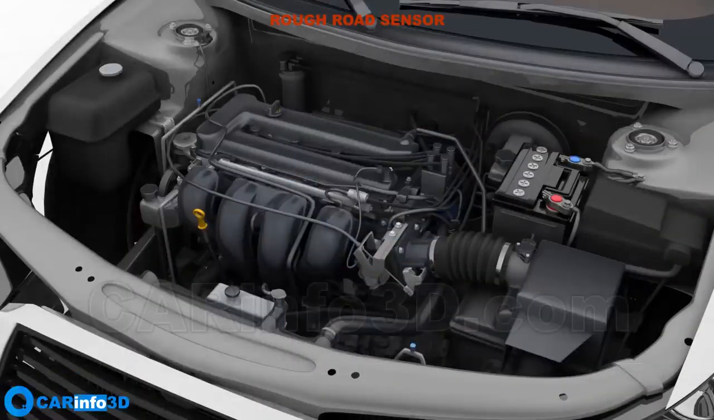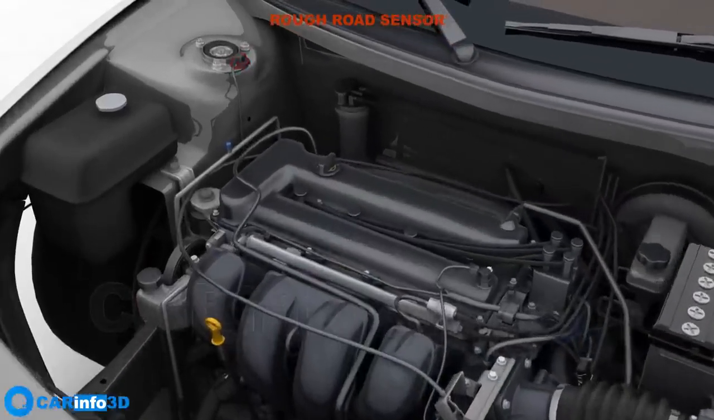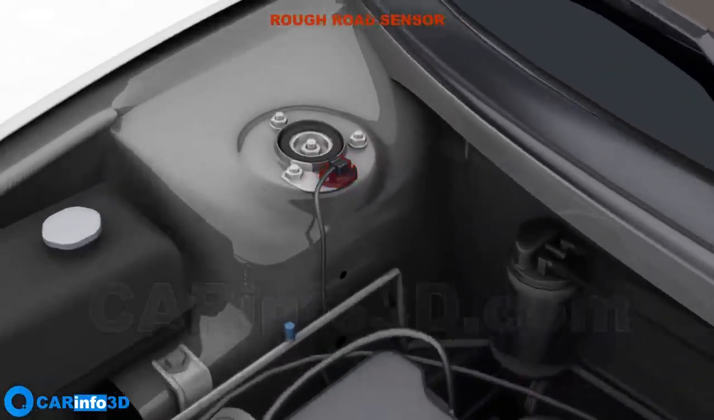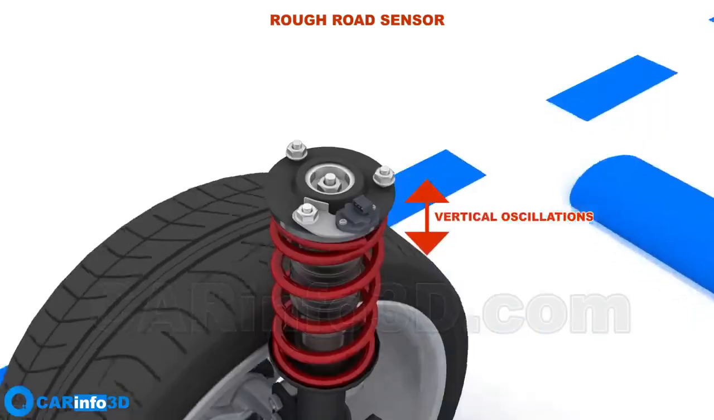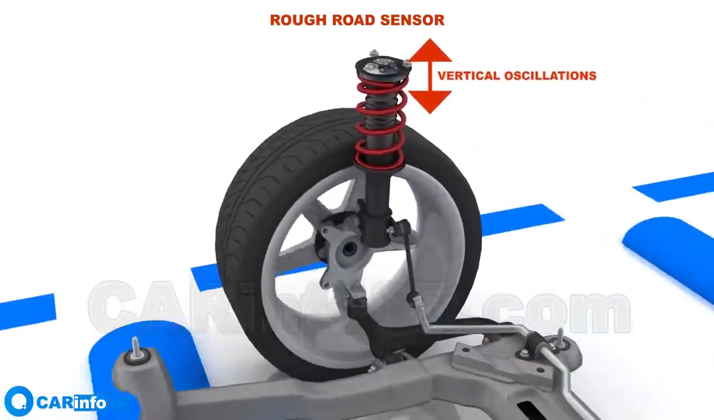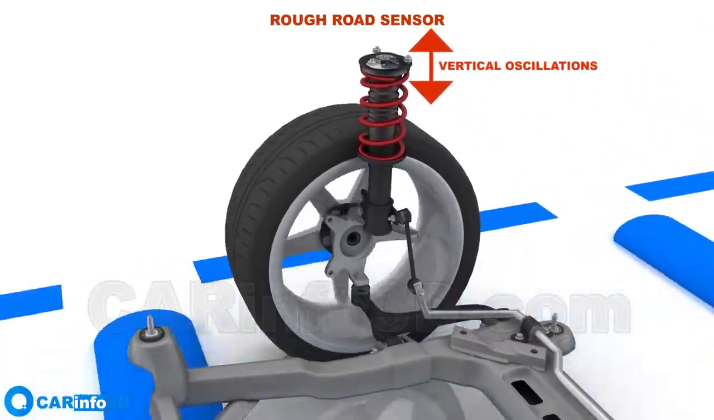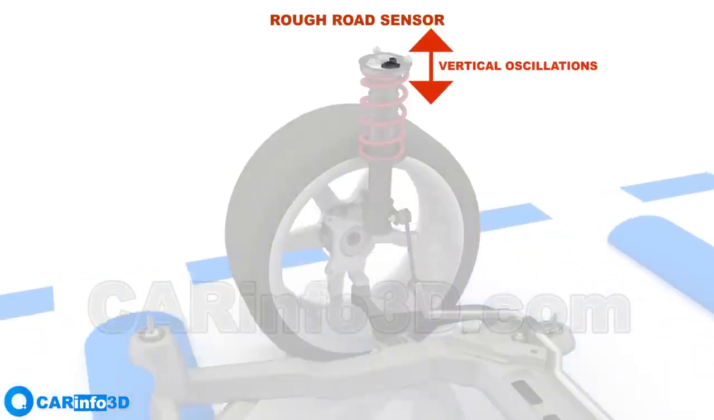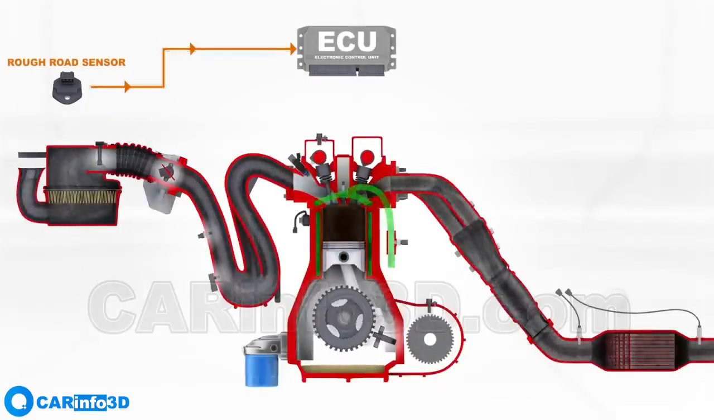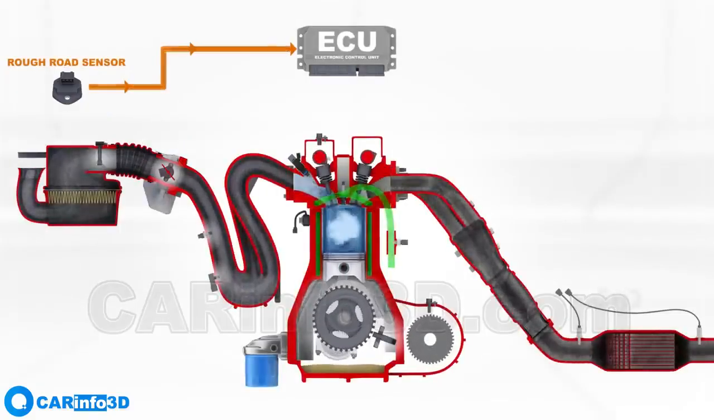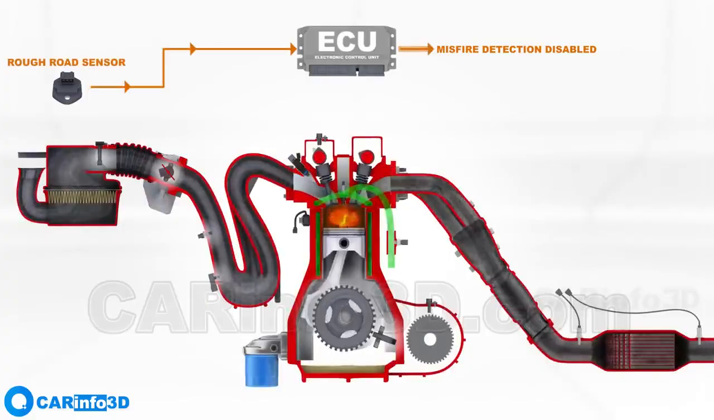The rough road sensor. It is often found on the body next to the shock absorber mount. The sensor detects vertical vibrations in the body, allowing it to recognize if the car is driving over rough terrain and report it to the ECU. This information is required to disable misfire diagnostics. Misfire is identified when the crankshaft rotates unevenly, which could be caused by a bumpy road.